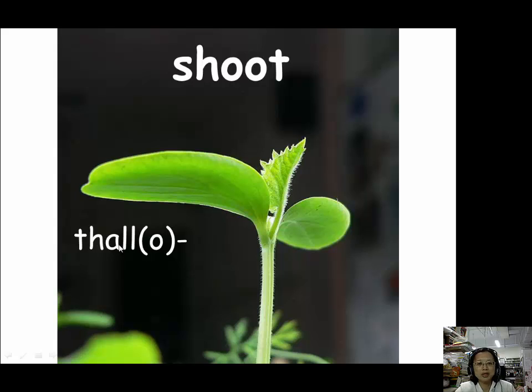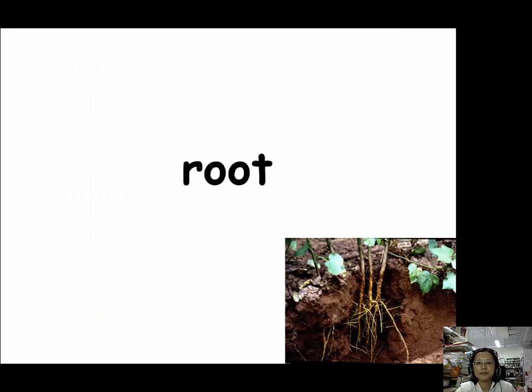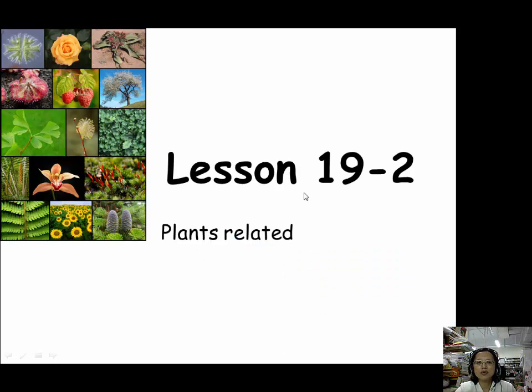referring to the element thallium, because when chemists burned thallium in a flame, it produced a bright green flame. So they used thallium to name that element. And for root, we have this prefix, rhizo, R-H-I-Z-O. Now let's move to the second part and also the last part of lesson 19.